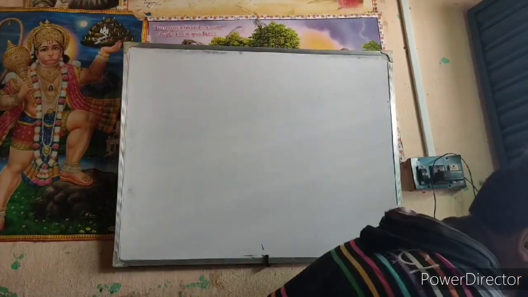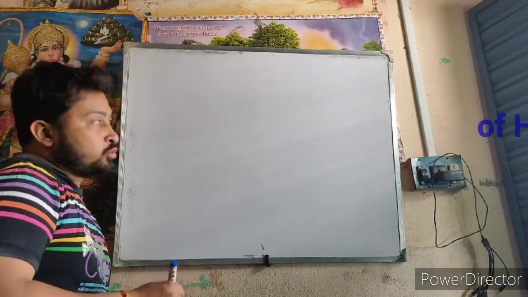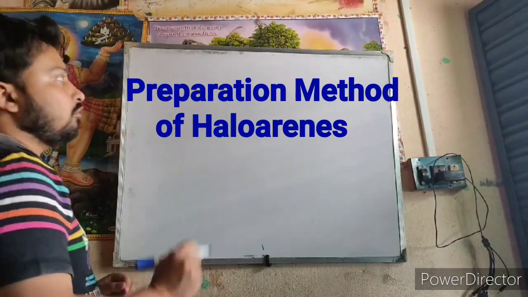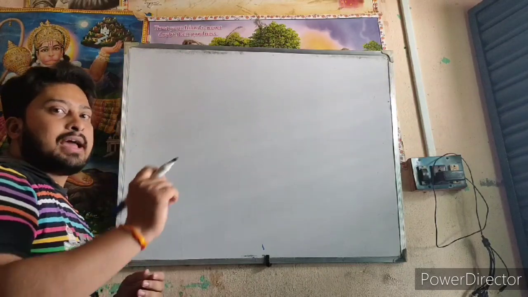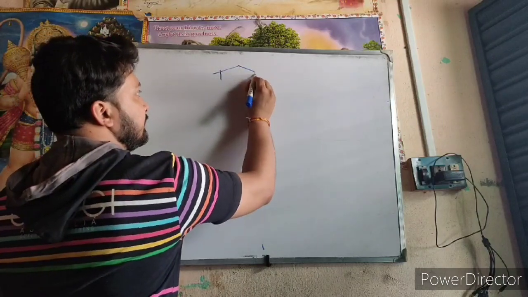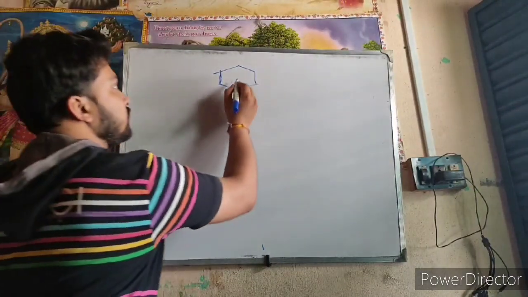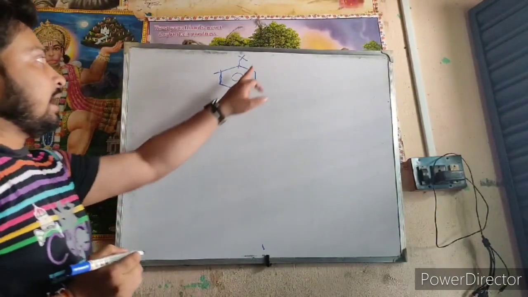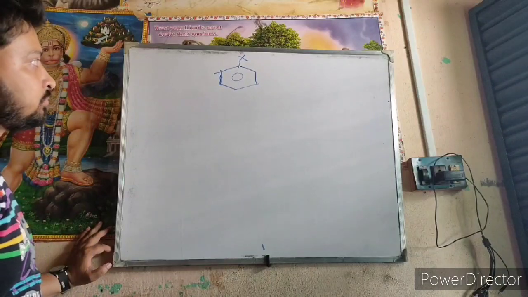So, the chapter is Haloalkanes and Haloarenes. Today's topic is the preparation method of haloarenes. So you came to know that if you add a halogen to an arene, it is called a haloarene. We are going to prepare it.